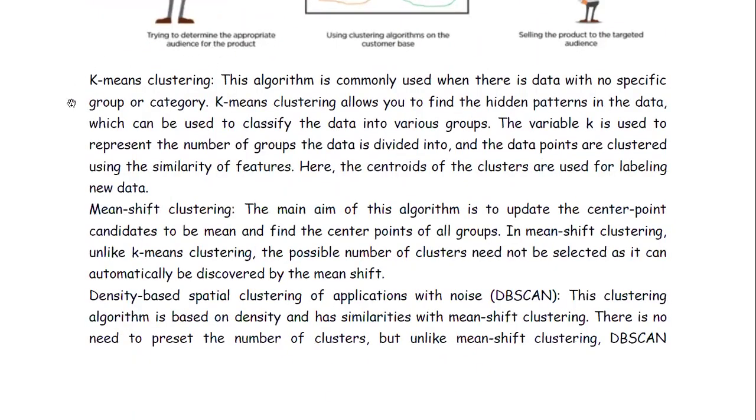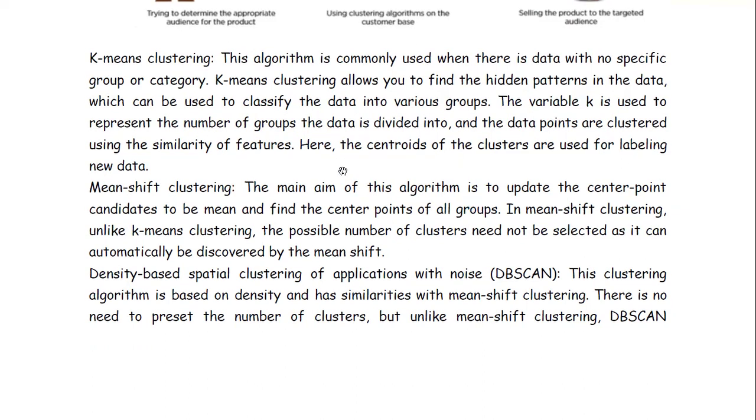One famous algorithm is the K-means clustering algorithm, where K represents the number of groups that data will be divided into, and data points are clustered using the similarity of features. The centroids of the clusters are used for labeling the new data. Then similarly, mean shift clustering. The aim of this algorithm is to update the center point candidates to be the mean and find the center points of all groups. In mean shift clustering, unlike k-means clustering, the number of clusters need not be selected, as it can be automatically discovered by the mean shift.